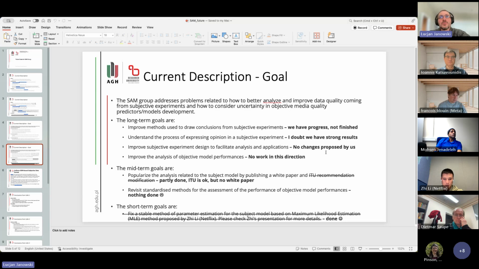So "no changes proposed" is maybe too strong a word, because there are changes that are proposed by the people working within the group. And improve analysis of objective metric performance. Before the group started, we already had this analysis proposed by Lucas and Margaret. So we just discussed that it would be nice to compare them, but actually no comparison was done. So definitely we need some changes here. We need new short-term goals, new midterm goals, and thinking about the long term. I will go to it further.